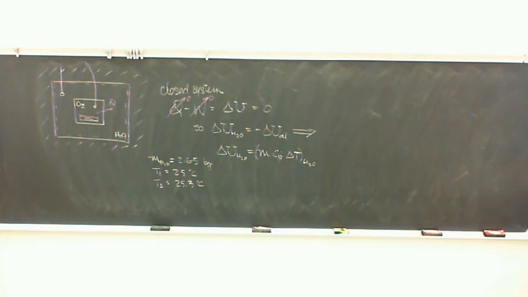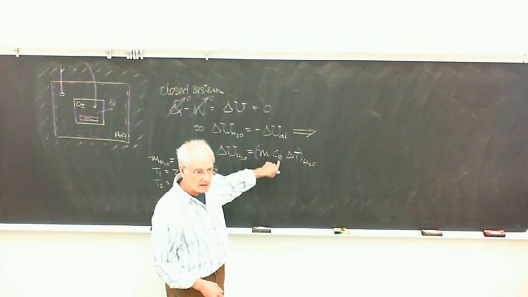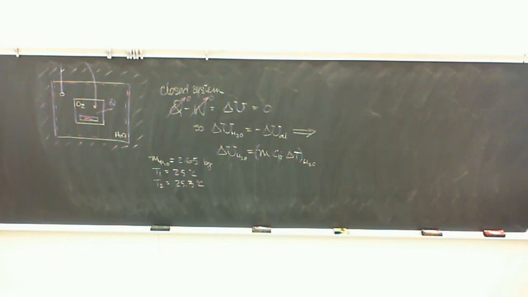Wait, there's trouble. Well, we need C sub V. The table's got C sub P. So what do we do? Oh, it's the same thing. Yeah, C sub V and C sub P for liquids are the same. I don't even know why there's a P on that particular table. What that means is for liquids, that ratio k is equal to 1.